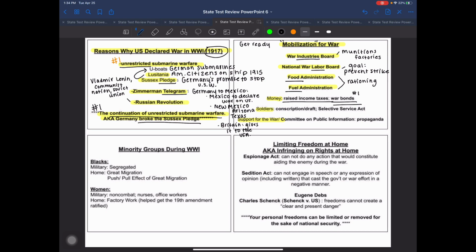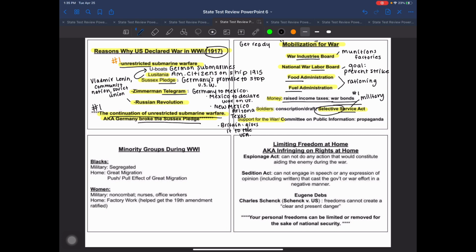Soldiers, the Selective Service Act. I'm going to highlight that. I do not know why students have such a hard time remembering what this is. And again, the name gives it away. Somebody says, hey, I'm joining the service. They are joining the military, guys. Okay. Now, the Selective Service Act is when the government selects who goes into the service.